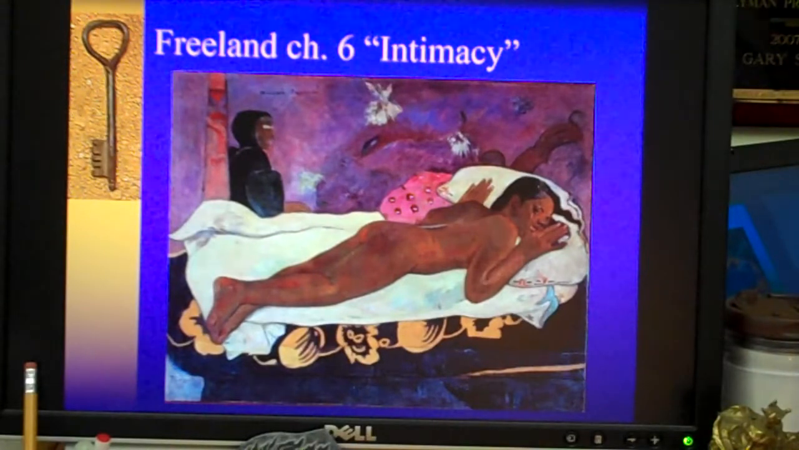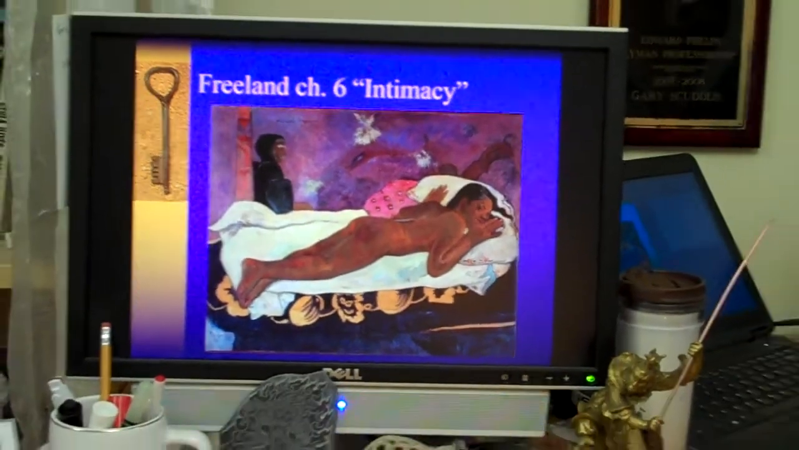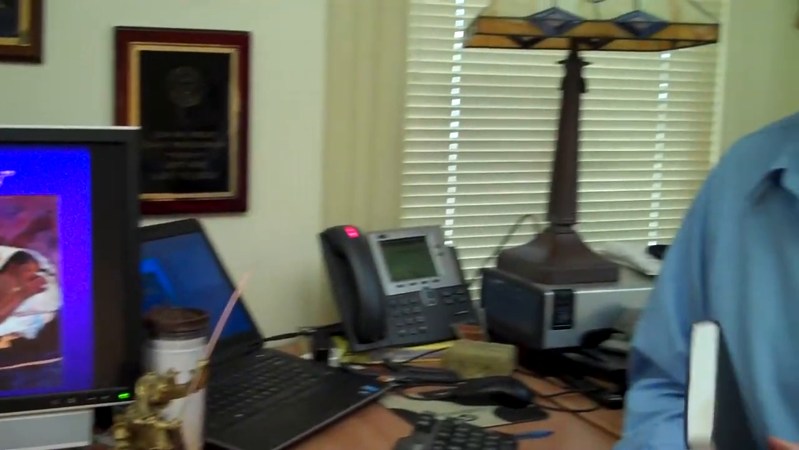So if you don't mind zooming out and coming back in again. Okay.